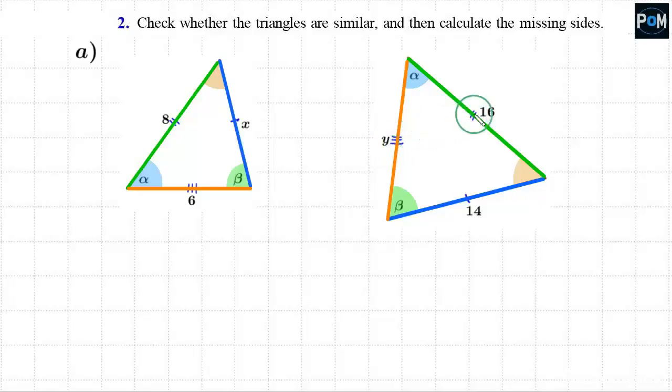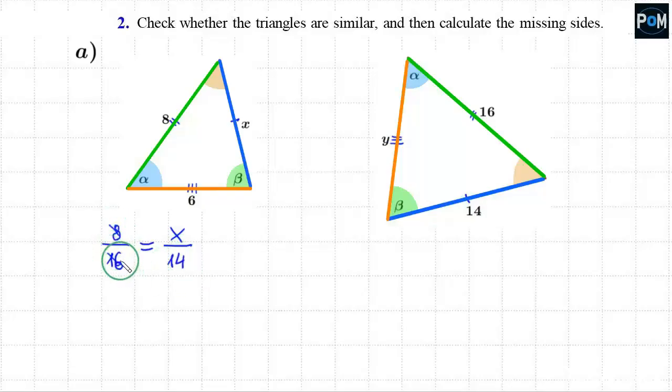But, for example, I know that this green side 16 matches the green side 8. So I will start with these two sides. I will take the 8 from the smaller triangle and divide it by the 16 from the large triangle. If I want to calculate x, I will take x on the top, that's the blue x, and divide by, what do I have blue here? In this triangle, I have a blue 14. This is my proportion.